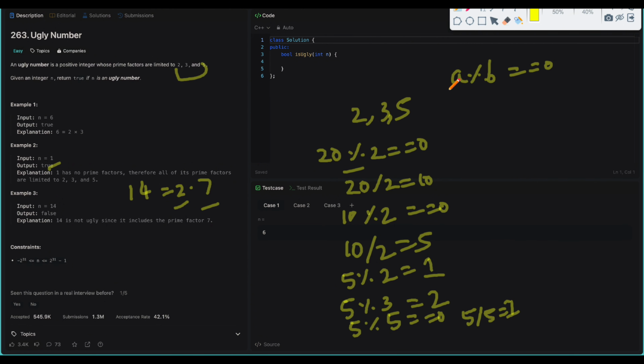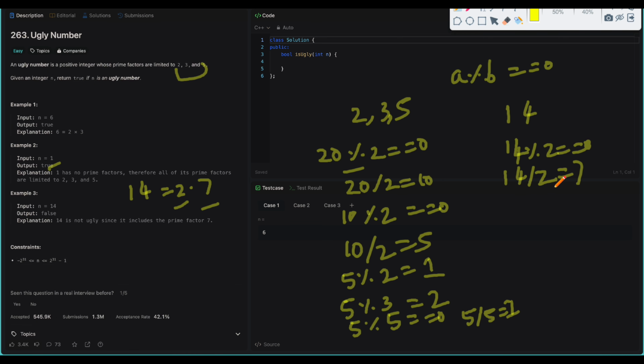Now let's look at a negative example just to test out our approach. Let's take number 14. And first we will check, is 14 divisible by 2? And the answer is yes, because 14 modulo 2 is equal to 0, right? So we will now divide 14 by 2 and we will get 7.